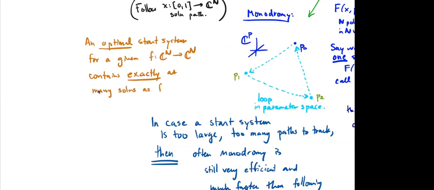Now, finding an optimal start system is difficult. Sometimes you can do it, but if you're in the case where you do not have an optimal start system, and the start systems that you do have are way too large, you still have hope. In fact, you have very good hope. Just use monodromy.